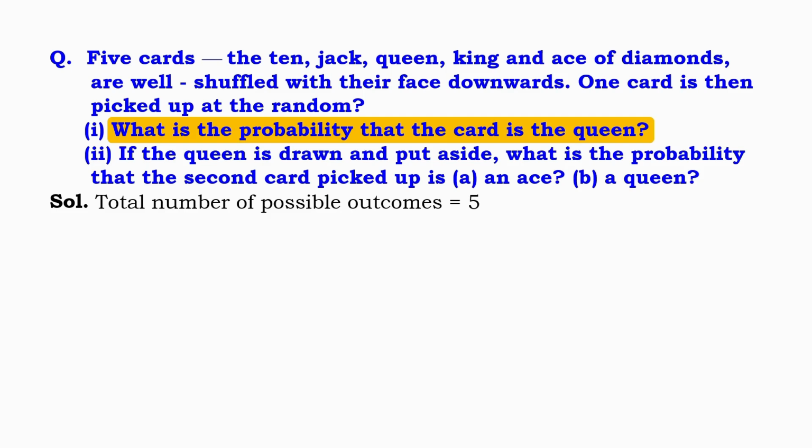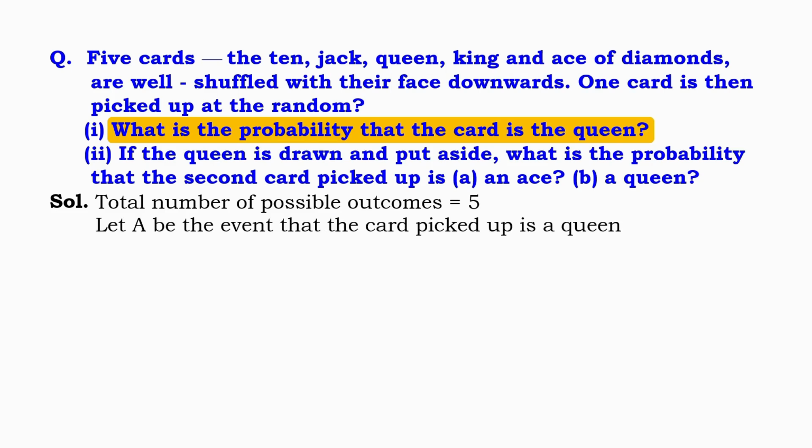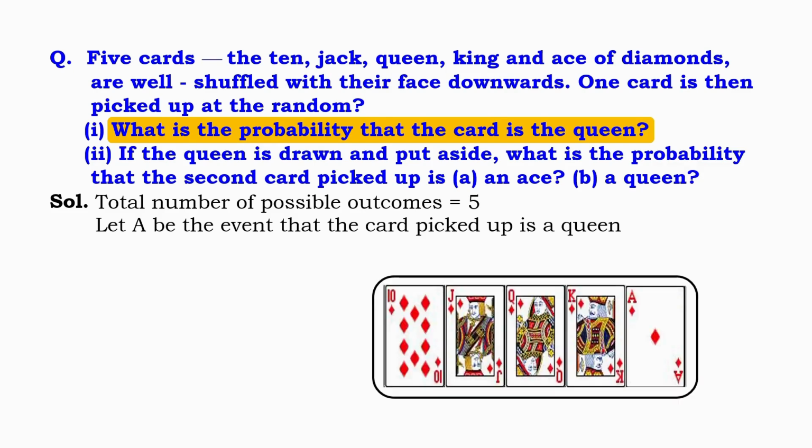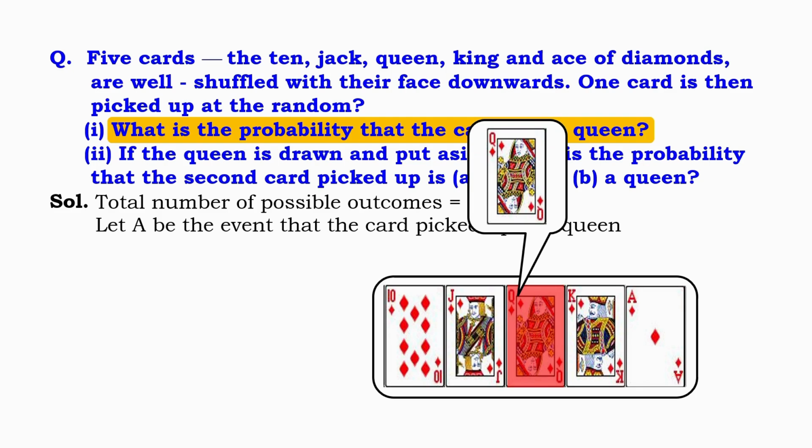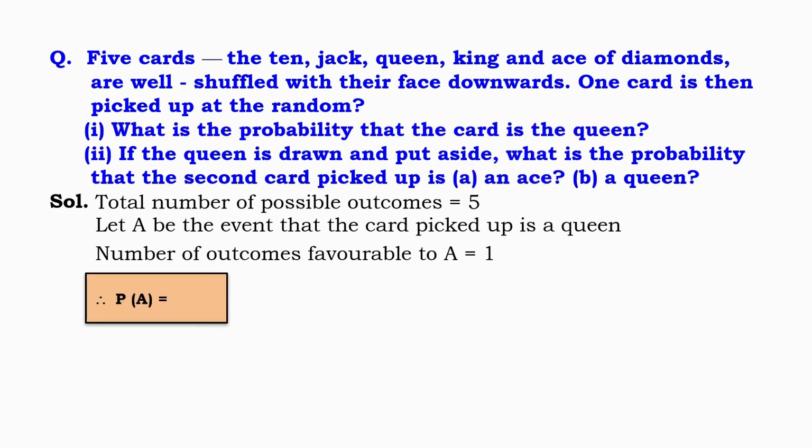Now what is the probability? So since it is a diamond, what is the probability that the card is a Queen? So let A be the event that the card picked up is a Queen. Out of these 5 cards, what is the probability of getting a Queen over here? There is only one Queen. So the number of outcomes favorable to A is equal to 1. So the probability of A is equal to 1 by 5.